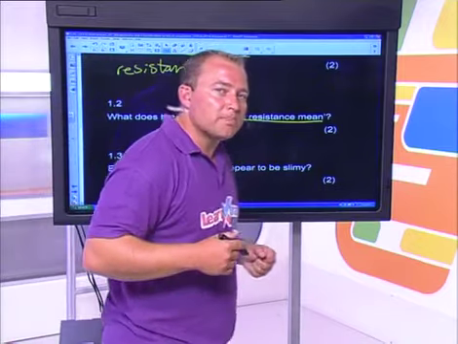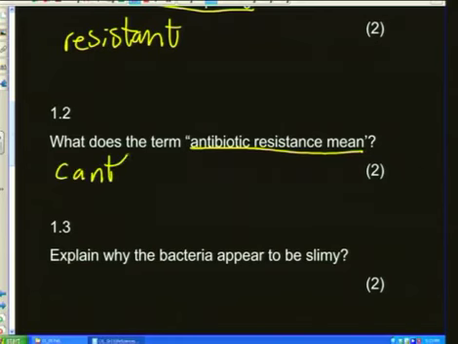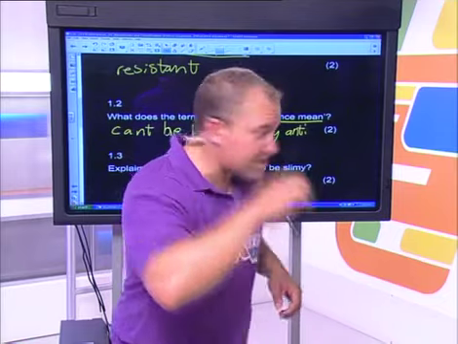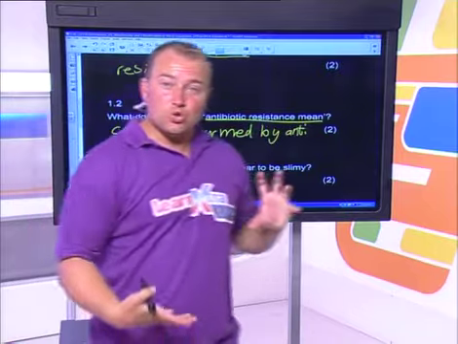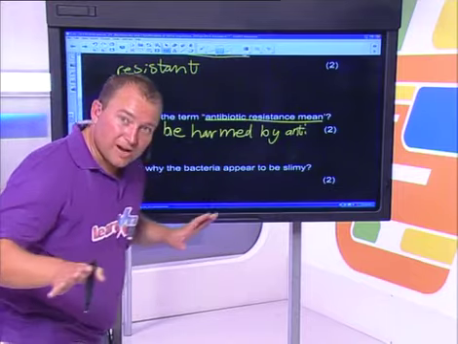So antibiotic resistance means it cannot be harmed by antibiotics. Let's get the eraser out here. Can't be harmed by antibiotics, because it has become immune to it. It's taken that DNA and it's changed its DNA. Which is quite cool.